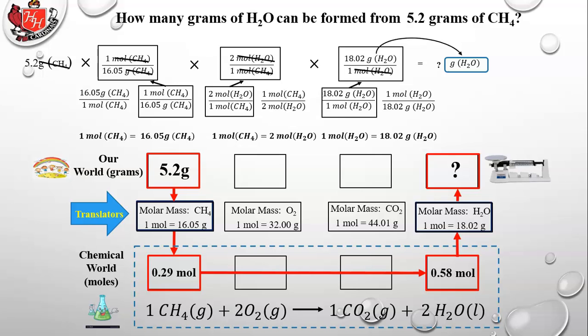So now we're ready to do the math. You multiply everything on top and divide by everything on bottom. So 5.2, way over there on the left, times 1, times 2, times 18.02, divided by 16.05, divided by 1, divided by 1. And what you do then is you just crunch all those numbers and you come up with the number 2.9 grams of H2O. And if you want, you can put that down in the graphic organizer where the question mark is. And there it is. That's your final answer.